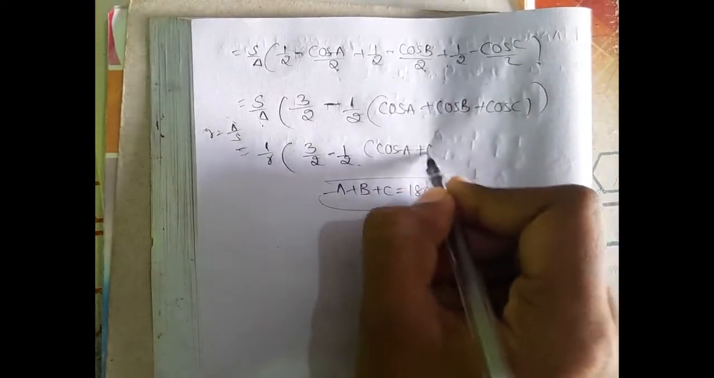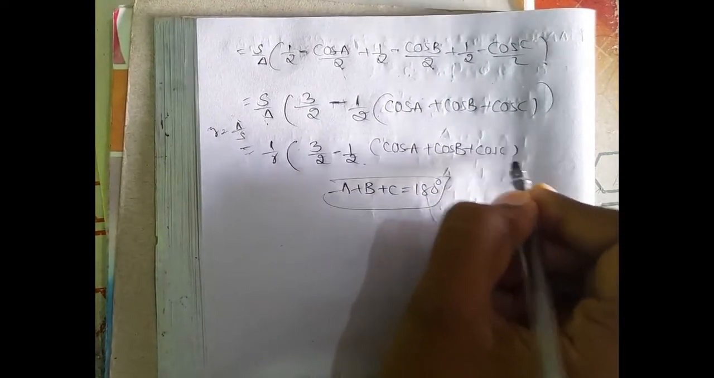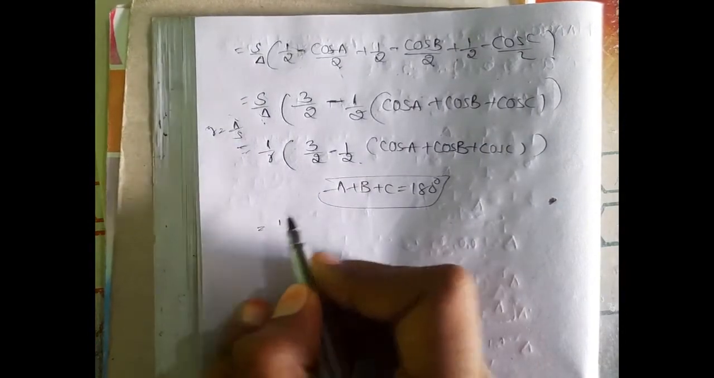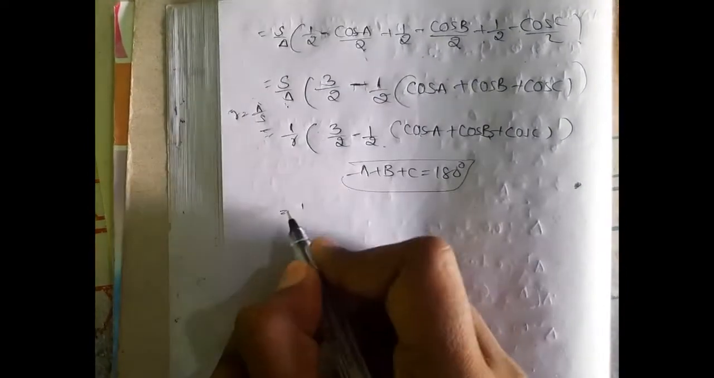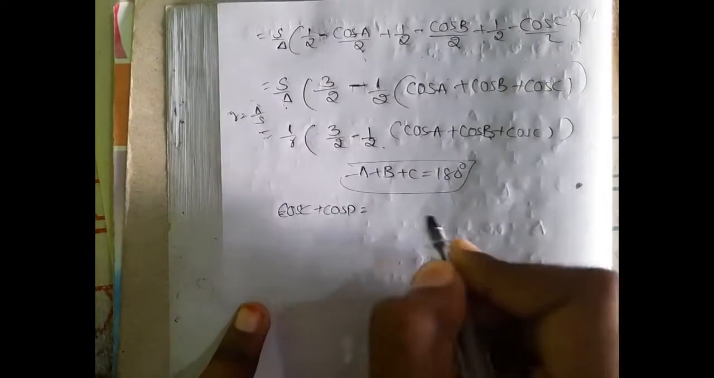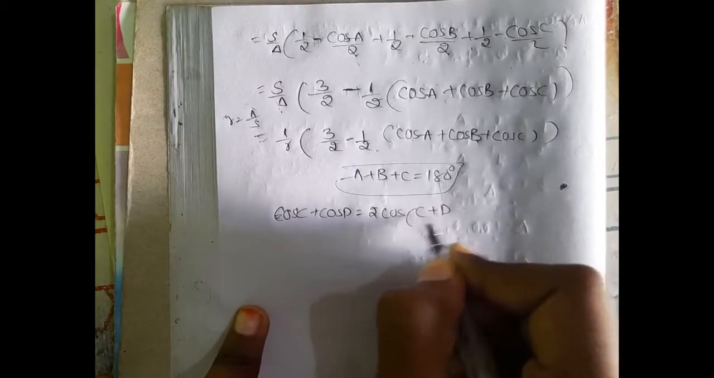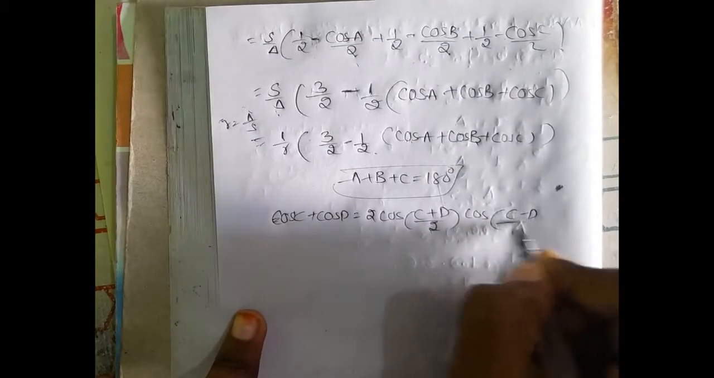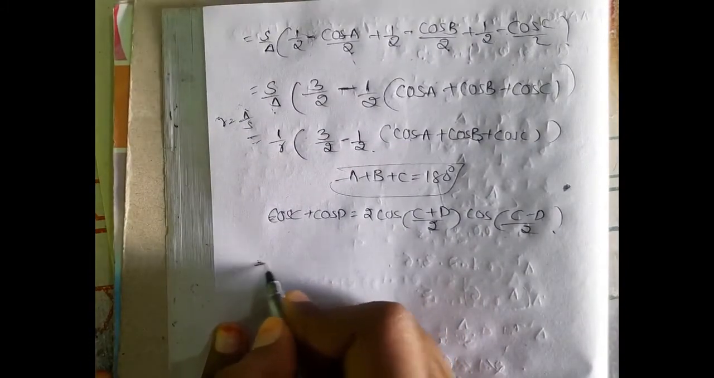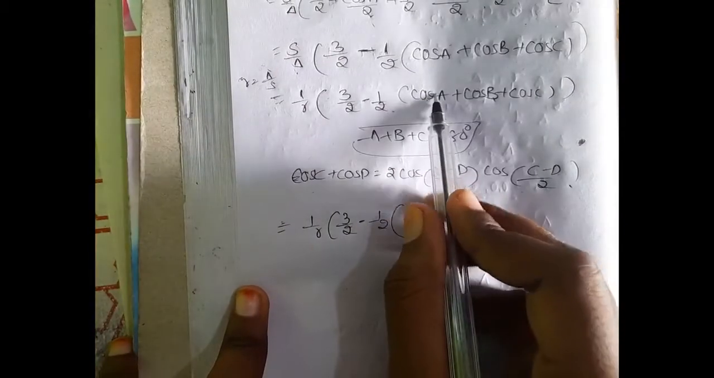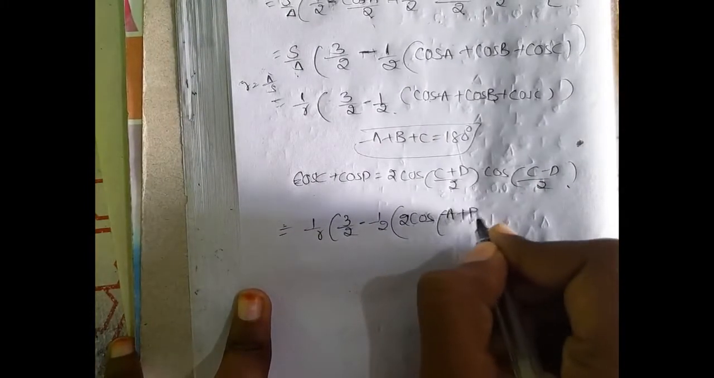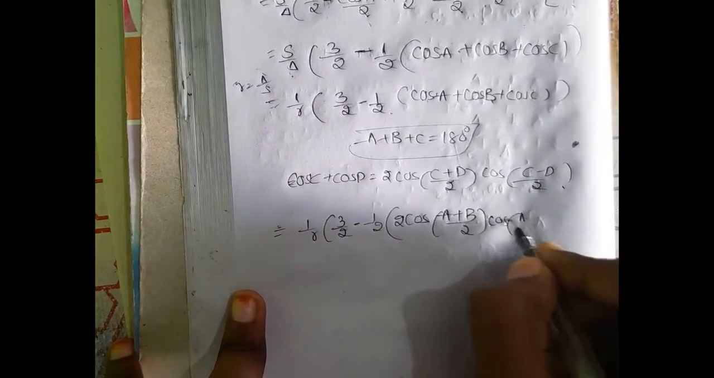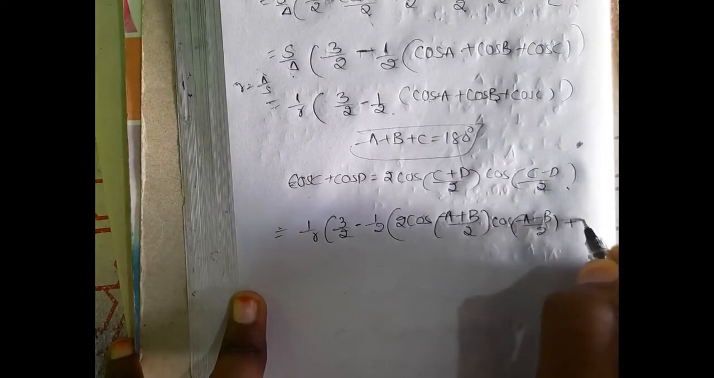Now cos A plus cos B plus cos C. So here cos A plus cos B is in the form of cos C plus cos D. What is the formula of cos C plus cos D? Cos C plus cos D equals to 2 cos (C plus D) by 2 cos (C minus D) by 2, right? So now 1 by R, 3 by 2 minus 1 by 2. Here in the place of C we have A and in the place of D we have B: 2 cos (A plus B) by 2 cos (A minus B) by 2 plus cos C.